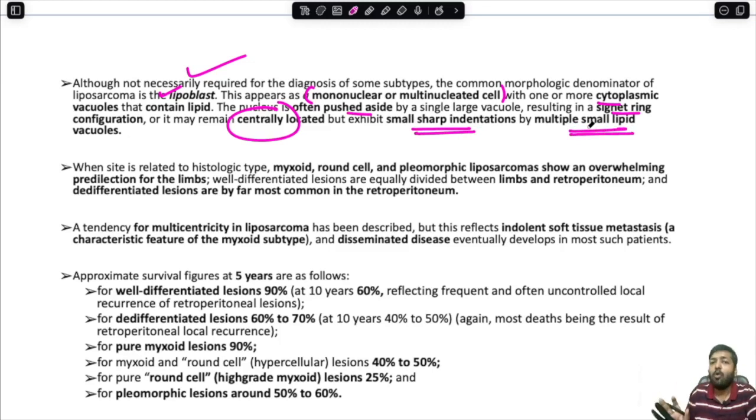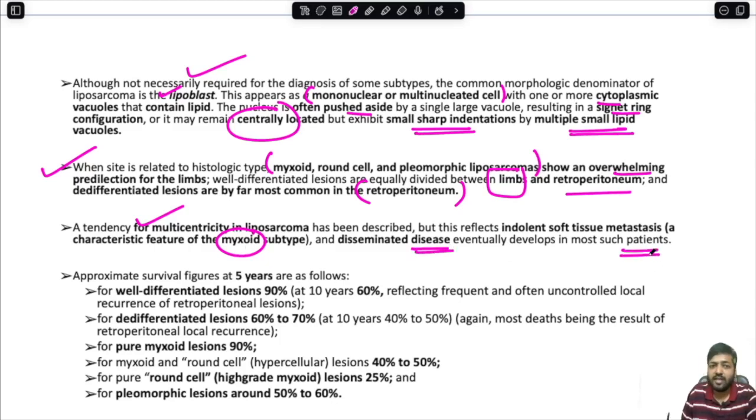So we have already seen how a lipoblast can be. It can either be univacuolated or multivacuolated, and multivacuolated lipoblasts carry more diagnostic importance as compared to univacuolated lipoblasts. When the site is related to the histological type, myxoid, round cell and pleomorphic liposarcomas show an overwhelming predilection for the limbs. Well differentiated lesions are equally divided between the limbs and the retroperitoneum, and de-differentiated lesions are by far the most common in the retroperitoneum. A tendency for multicentricity in liposarcoma has been described, but this reflects indolent soft tissue metastasis, a characteristic feature of the myxoid subtype, and disseminated disease eventually develops in most such patients.